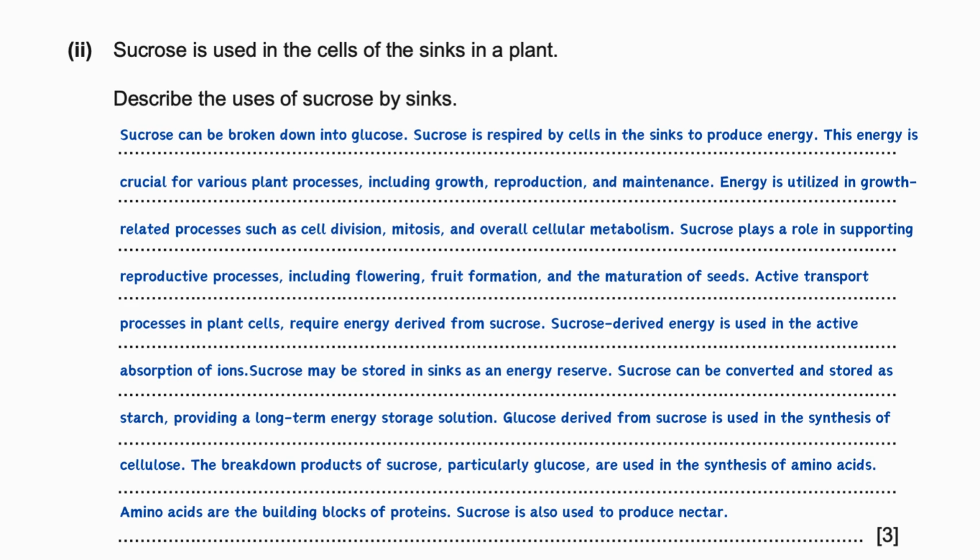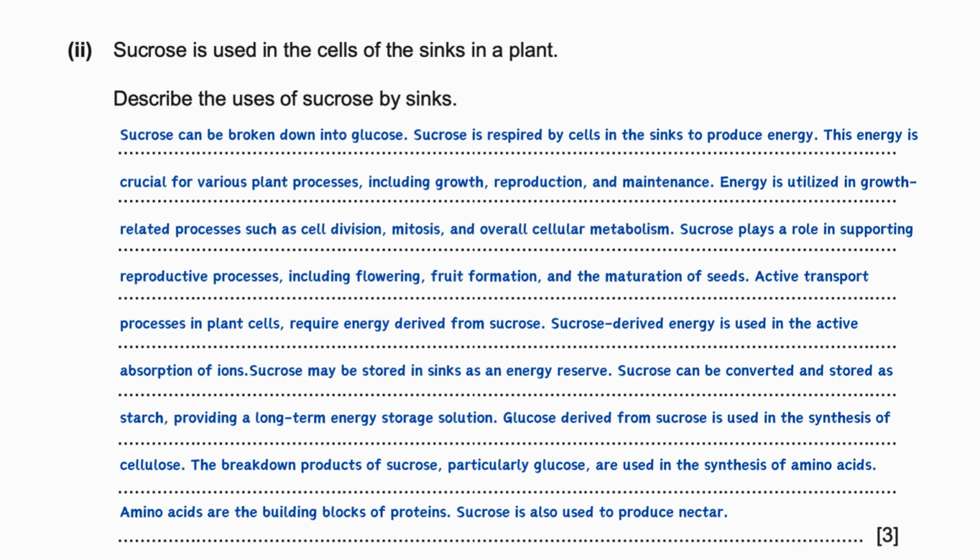Sucrose or its breakdown products such as glucose are respired by cells in the sinks to produce energy. This energy is crucial for various plant processes including growth, reproduction, and maintenance. The energy derived from sucrose is utilized in growth-related processes such as cell division, mitosis, and overall cellular metabolism. Sucrose plays a role in supporting reproductive processes, including flowering, fruit formation, and the maturation of seeds.